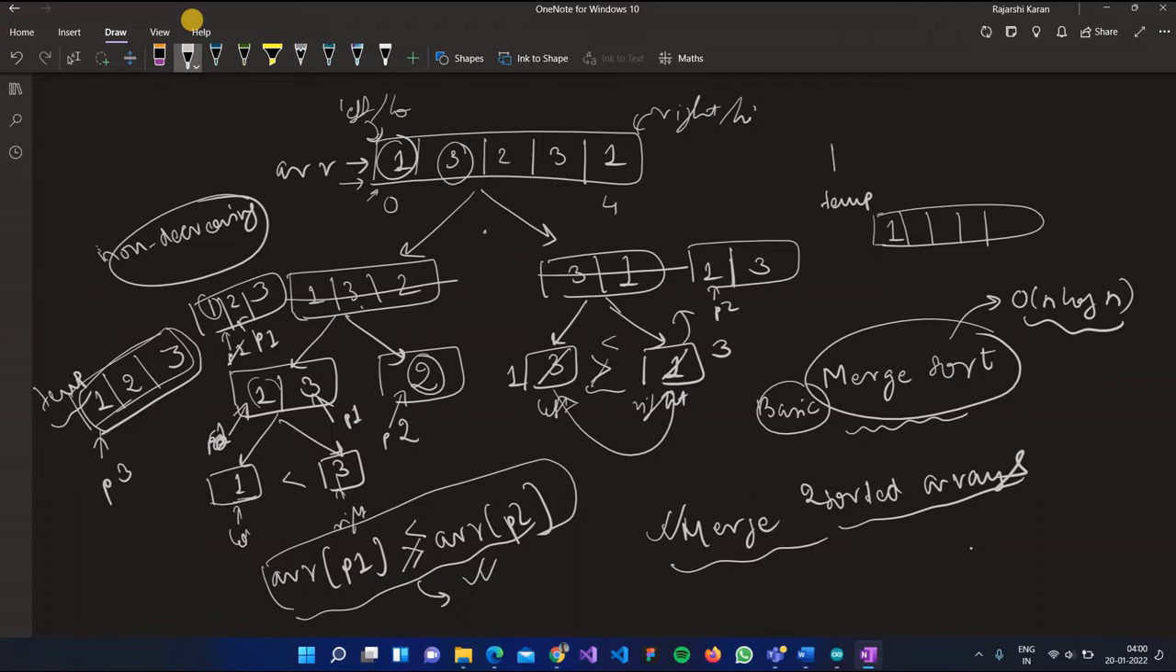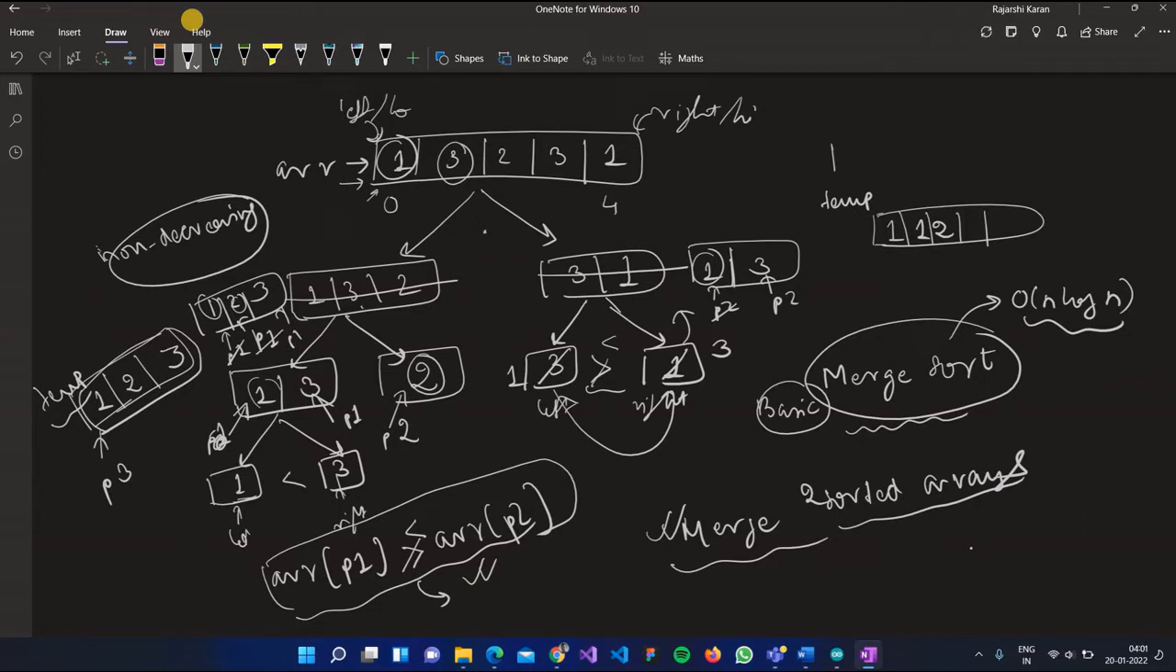So now what we do is, we copy the value of p2 here. We copied 1 over here and we advance p2 to the next index. Now we see again, is array of p1, that is 2, greater than 3? No, it's less than 3. So obviously we will put the value of p1 first. So we put 2 over here, and we forward p1. So p1 comes over here on 3.